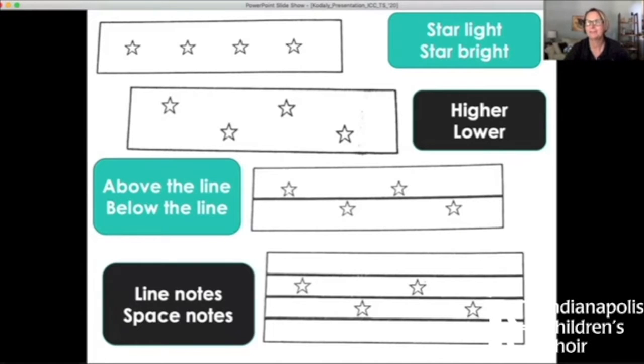And then we can add more lines, and we still have pitches above the line, pitches below the line. But then we can also get into the concept of space notes. These notes are in a space, or the stars. But when we're working with notes, we would say they're in a space or they're on a line. Again, another concept that they struggle with, something being on a line, because they see it sitting on the line. And actually, they're not sitting on the line. It's a note that's around the line. So certain things to really think about when we're doing that.